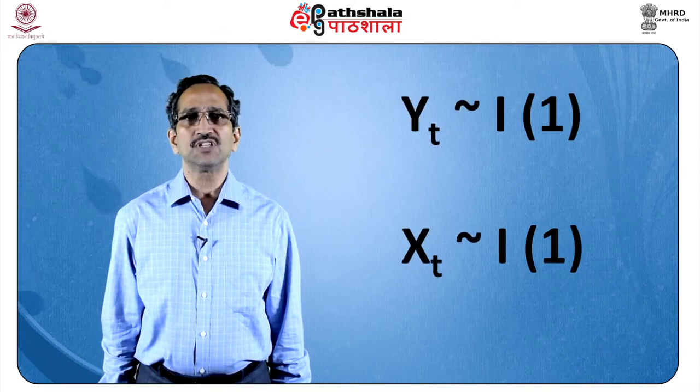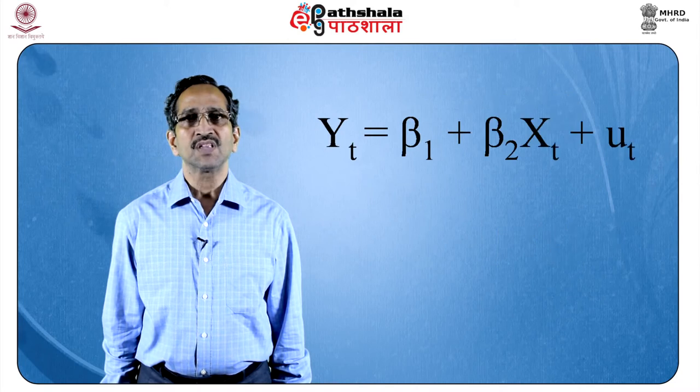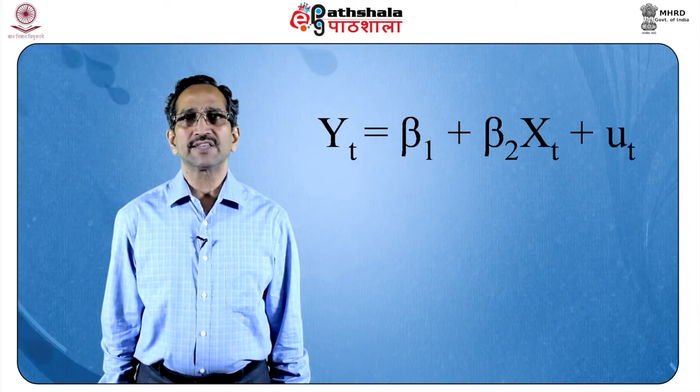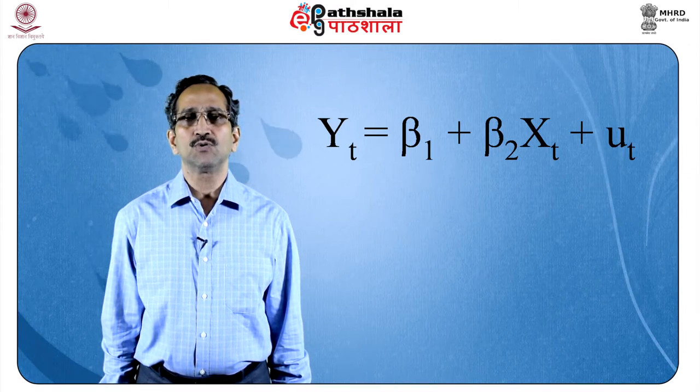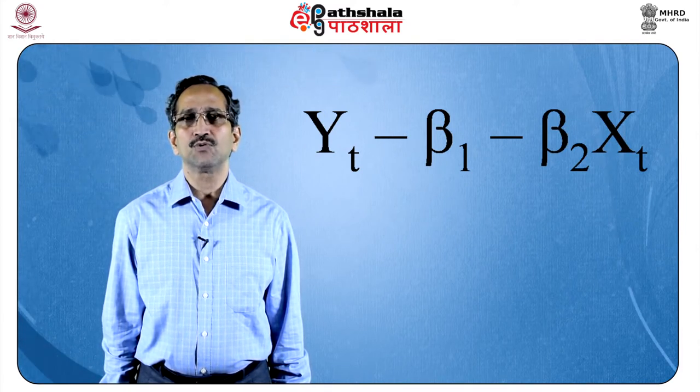Let's discuss the concept in a little more detail. Say there are two series, Yt distributed as I(1) and Xt distributed as I(1). If we regress Y on X such that Yt equals beta 1 plus beta 2 Xt plus mu t, rewriting this as Yt minus beta 1 minus beta 2 Xt equals mu t, and we test mu t for stationarity using unit root tests and find it to be stationary, which means I(0), then the linear combination of the two non-stationary series is stationary. Hence, we can conclude that the two variables X and Y are co-integrated.